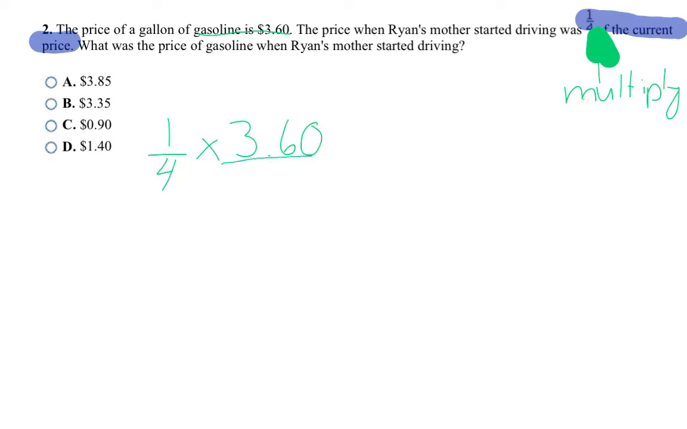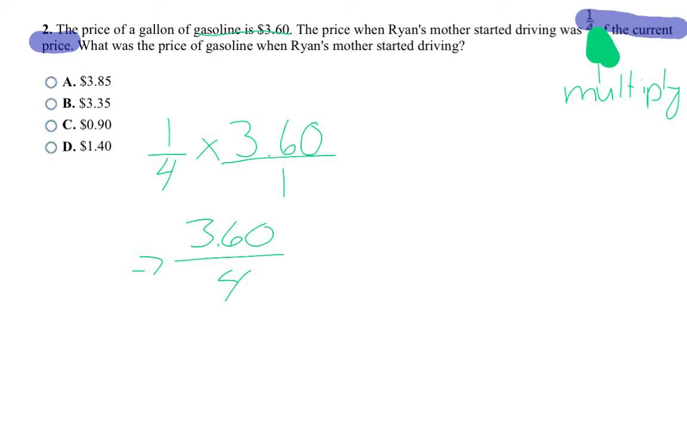And we can go ahead and just put a 1 under that decimal and multiply across. So 1 times 3.6 is 3.6, and then 4 times 1 is 4. And so now we have this fraction, and this fraction here means to divide.